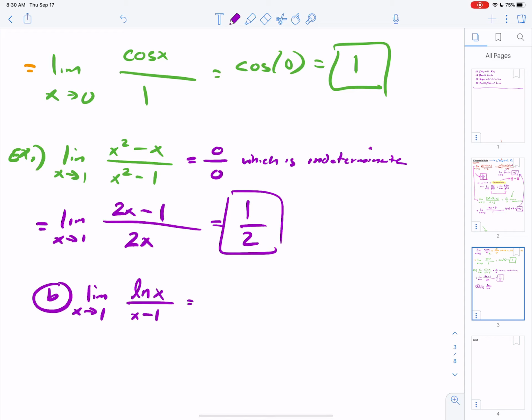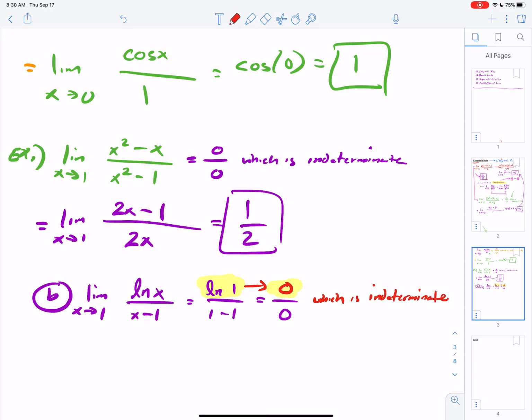Okay, if I directly substitute, I get the natural log of 1 over 1 minus 1. 1 minus 1 is 0. Natural log, the only natural log value you need to know is the natural log of 1. And the natural log of 1 is 0, okay? Make sure that you guys add that to your tool belt. All right? What does that tell us? That tells us that this is definitely indeterminate. Okay, we can't figure out what that value is, what 0 over 0 is, right? So what do we do? We apply L'Hopital's rule.